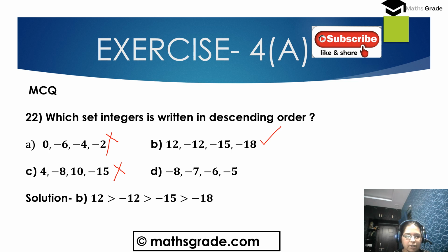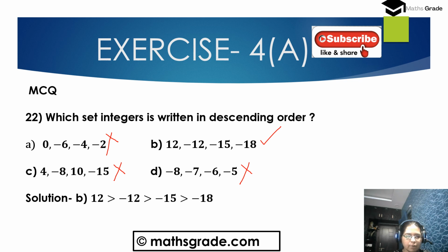D, minus 8, minus 7, minus 6, minus 5. Here minus 8 is the smallest negative integer and minus 5 is the greatest negative integer in this set of integers. So this option is also incorrect. So option B is correct.